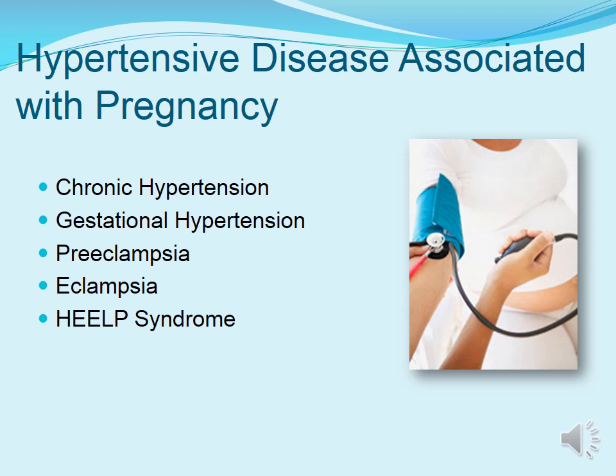associated with pregnancy can be divided into 5 major categories. Number 1, chronic hypertension. Number 2, gestational hypertension, preeclampsia, eclampsia, and HELLP syndrome.